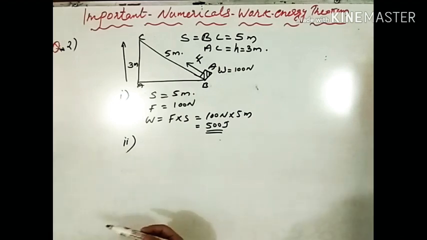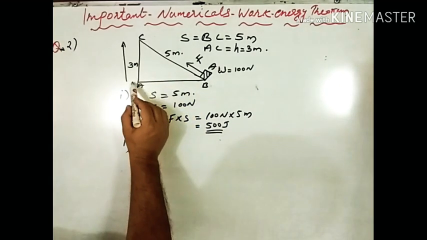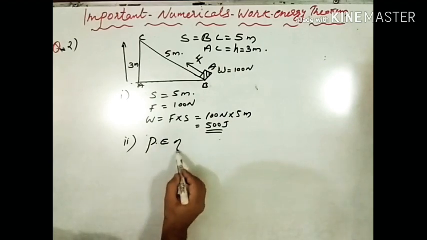Second part of the question, what is the increase in potential energy of the block A? So this was the reference level. What is the increase in potential energy? So you have to calculate the potential energy of the body.